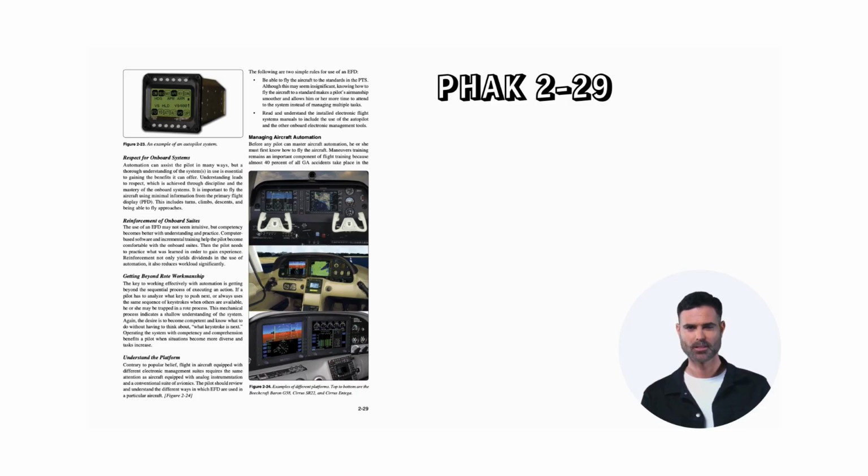Respect for onboard systems. Automation can assist the pilot in many ways, but a thorough understanding of the systems in use is essential to gaining the benefits it can offer. Understanding leads to respect, which is achieved through discipline and the mastery of the onboard systems. It is important to fly the aircraft using minimal information from the primary flight display, PFD. This includes turns, climbs, descents, and being able to fly approaches.